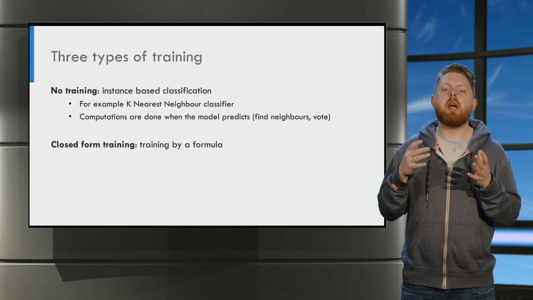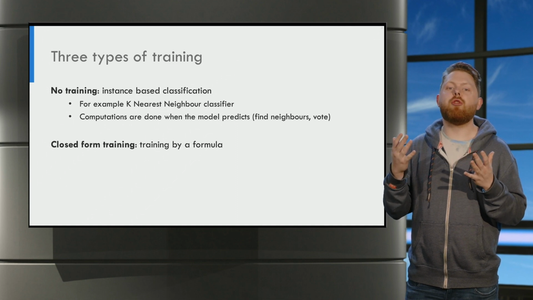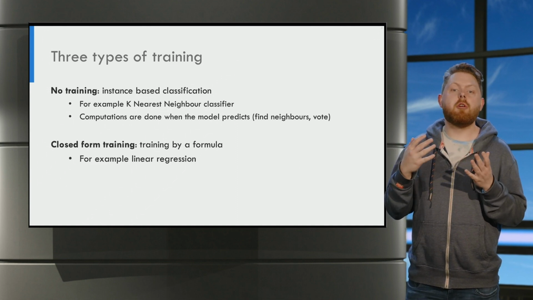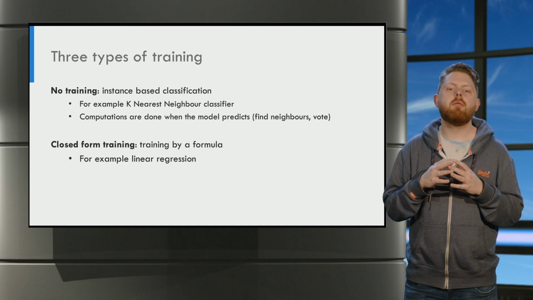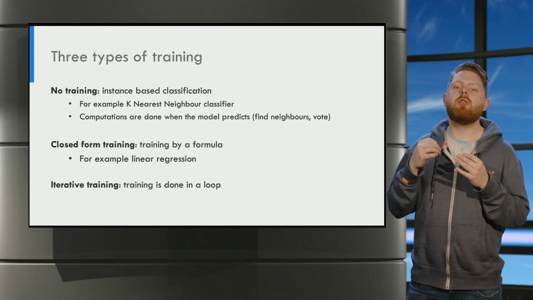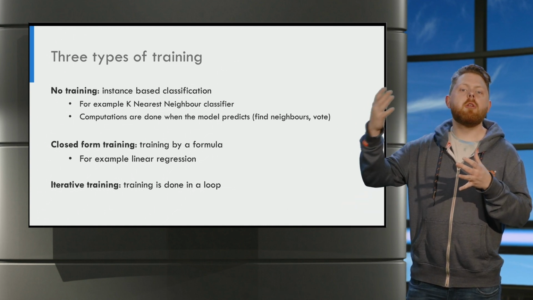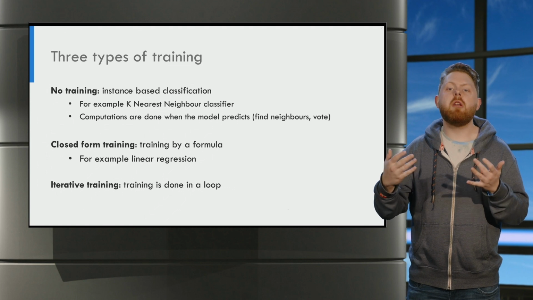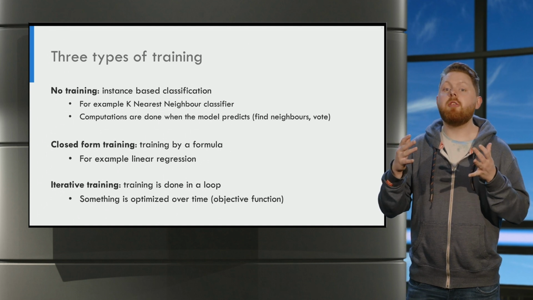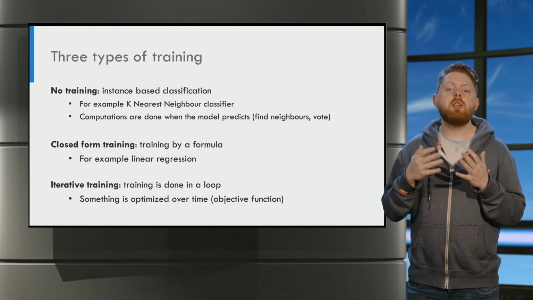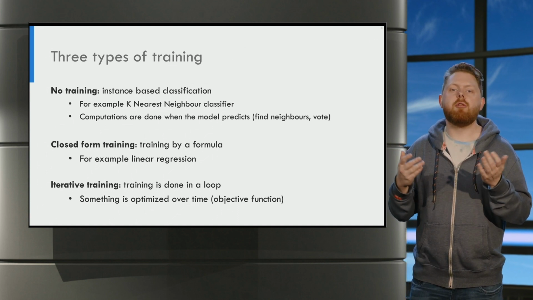Then there are some machine learning algorithms that train by using a formula. This is called closed-form training. Linear regression is a procedure that can be solved using closed-form training. The third option is iterative training. This means training is done in a loop. It is going to take several computations to train the model. During iterative training, usually something is optimized over time. This is called the objective function. Gradient descent is an example of iterative training.